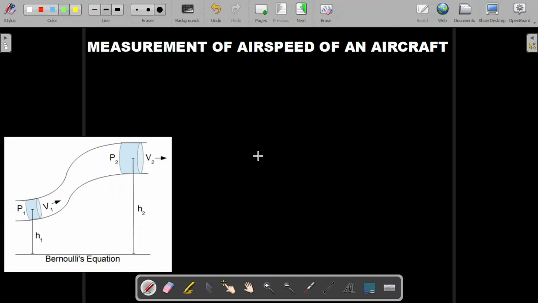Today's topic of discussion is measurement of airspeed of an aircraft. This is definitely an interesting topic. So I'll start with a very basic equation that is known as Bernoulli's equation. The equation states that the pressure energy plus the kinetic energy plus the potential energy of any system is constant.